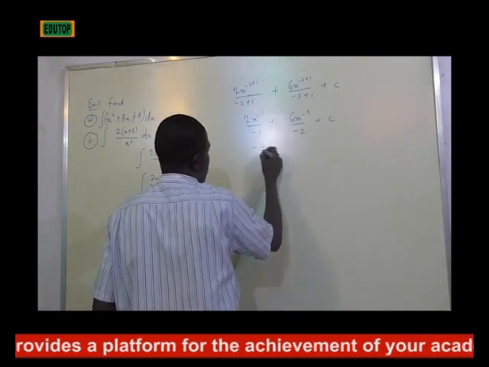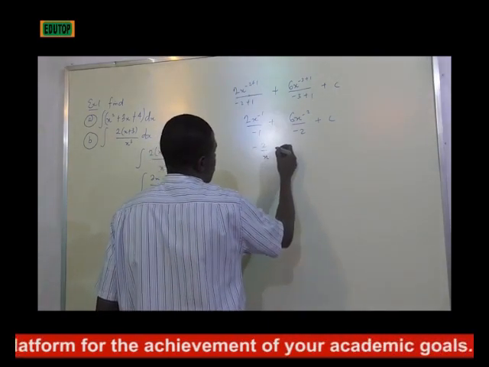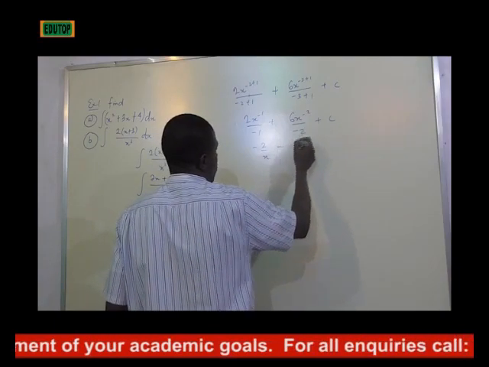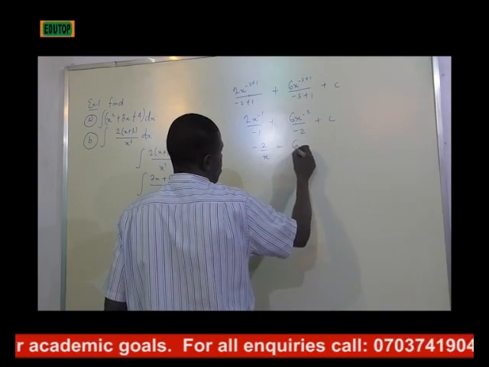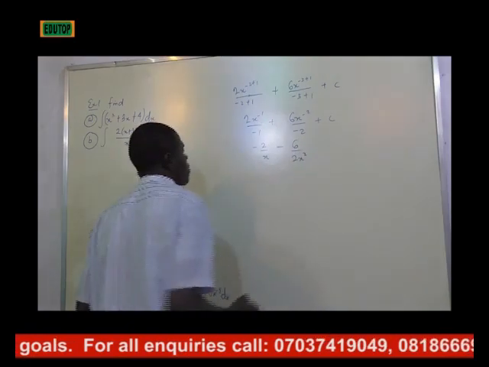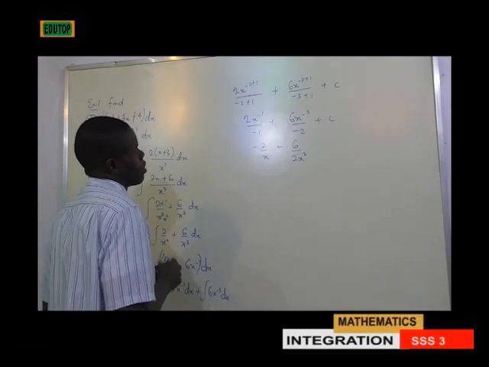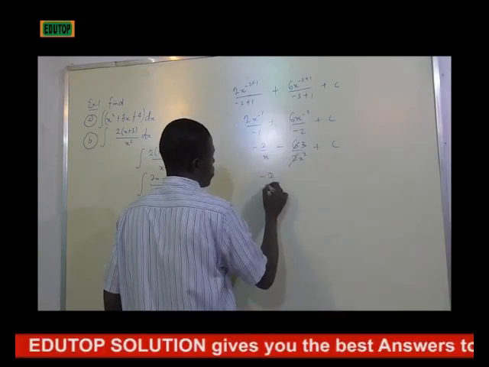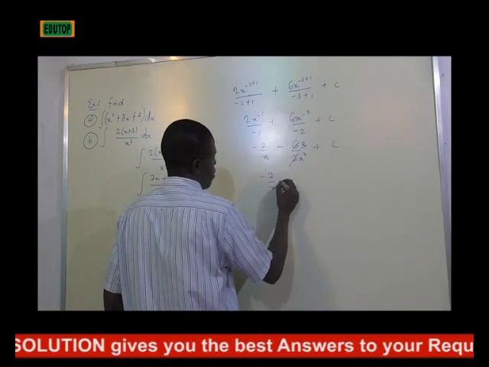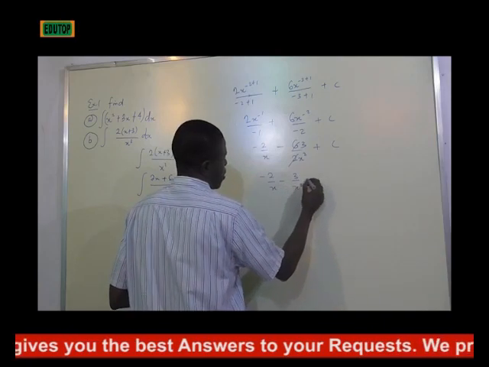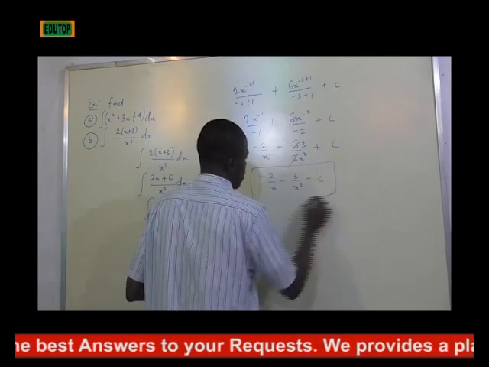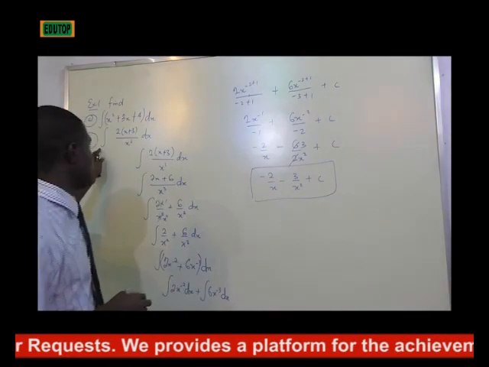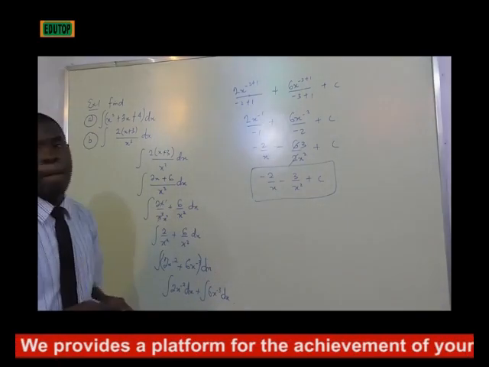And this one will now give me minus 2. This one comes down, x, minus 6 over 2x squared, then plus c. So these two can cancel these 3. So we have minus 2 over x minus 3 over x squared plus c. And this is the answer to the second situation. So that's the B part.